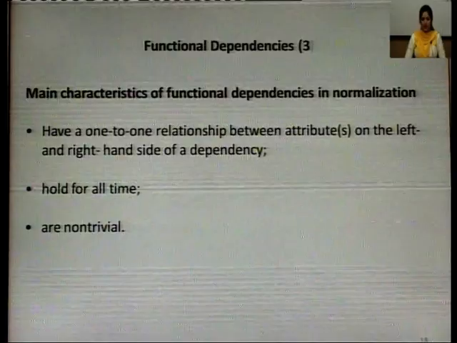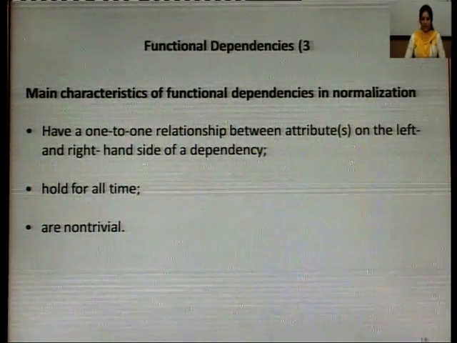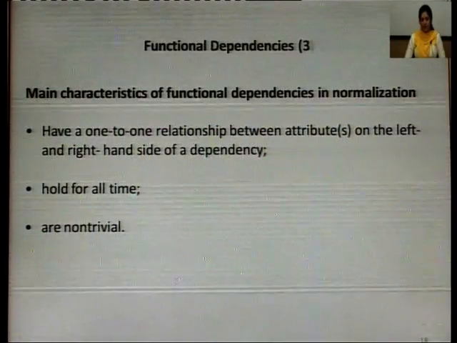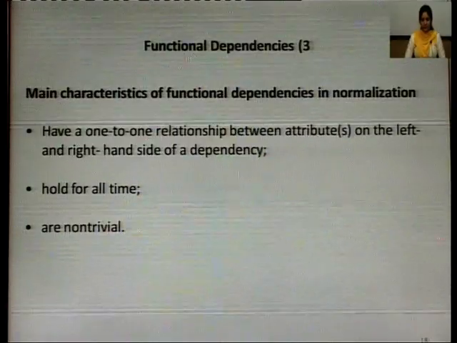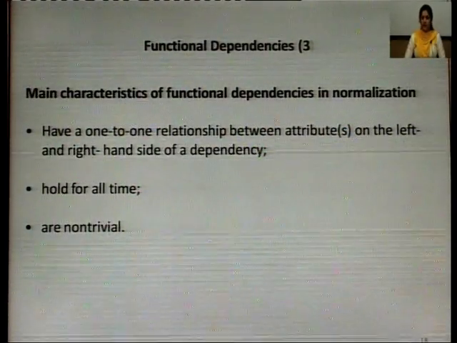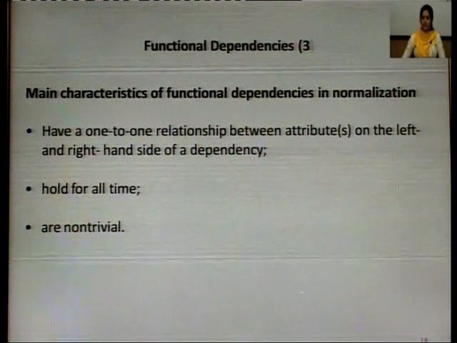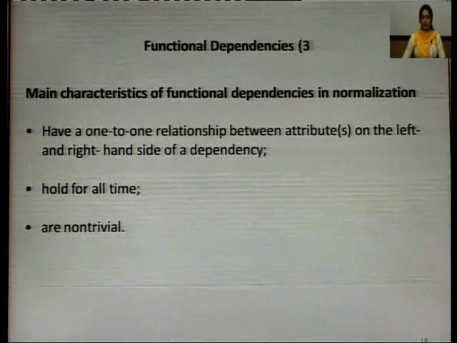Main characteristics of functional dependencies in normalization are: they have a one-to-one relationship between attributes on the left hand side and right hand side of a dependency, because generally for a functional dependency we must have two attributes. One of them is dependent on another attribute, it holds for all time, and they are non-trivial. These are the general characteristics of a functional dependency that we use in normalization.